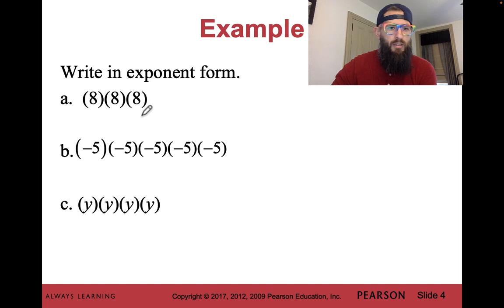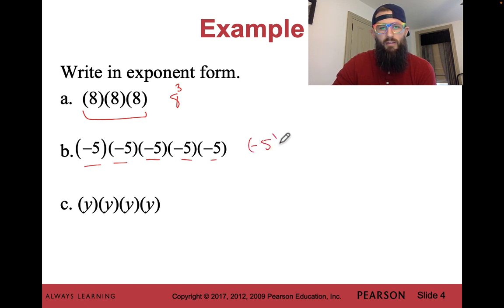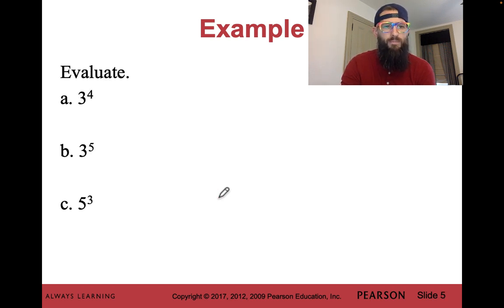So in this example, we have 8 times 8 times 8, so it's going to be 8 to the power of 3. In this case, we have 1, 2, 3, 4, 5 negative 5s. So this is going to be negative 5 to the power of 5. And similarly, we have 1, 2, 3, 4 y's, so it's going to be y to the power of 4.